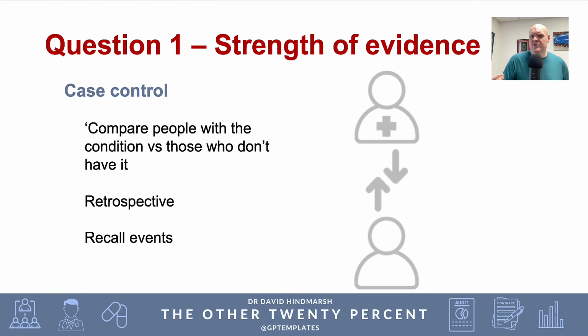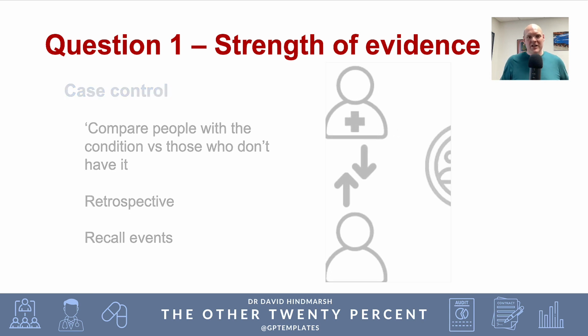So with case control, we're asking people with the condition to compare with those who don't, and it's retrospective. So we're asking them a bucket load of questions. What happened and when? What did you do and why? The reason this is a problem is that there is a huge amount of recall. You've got memory degrading, different people remembering things differently, and so it's got a huge amount of bias surrounding it.